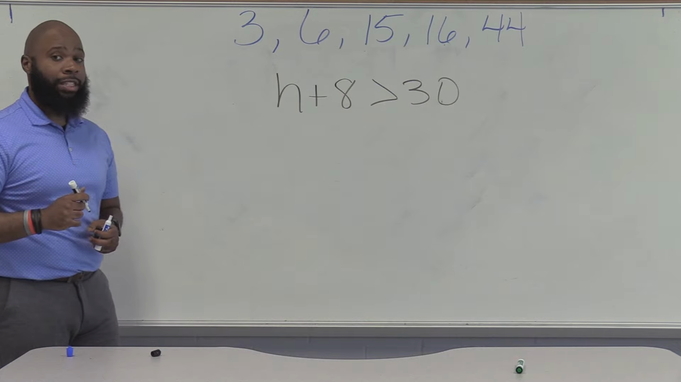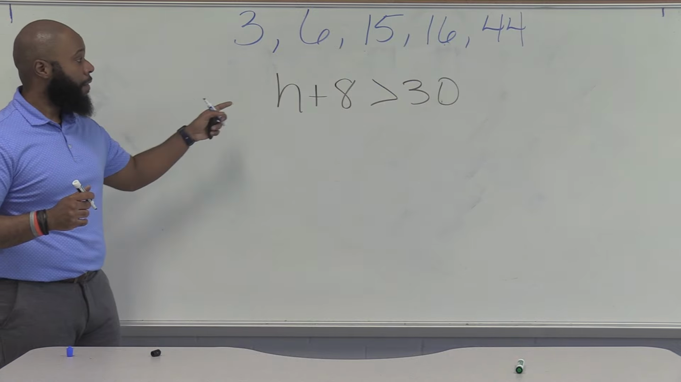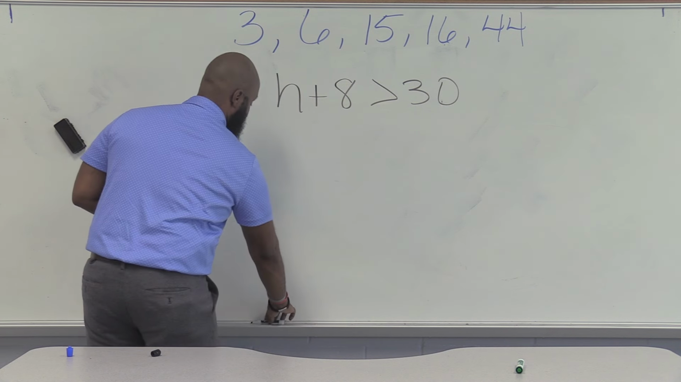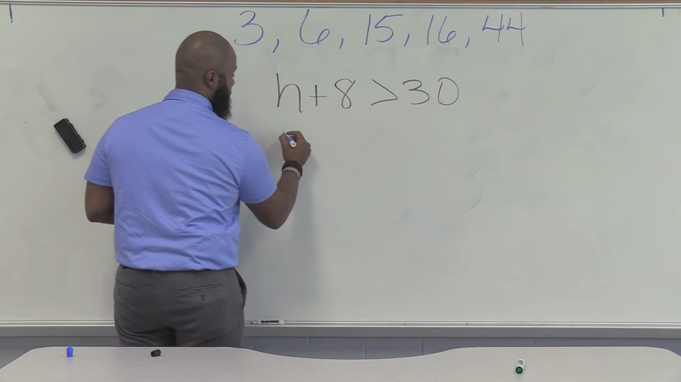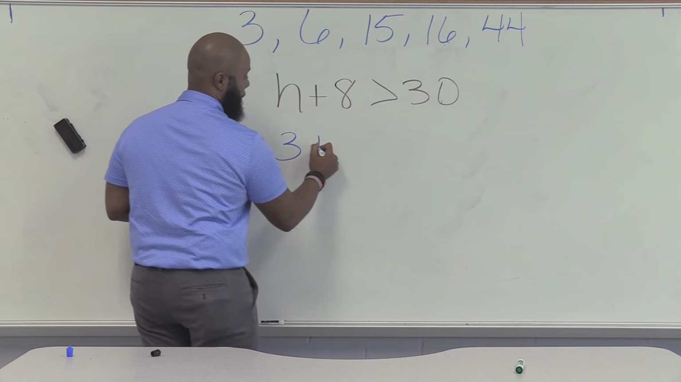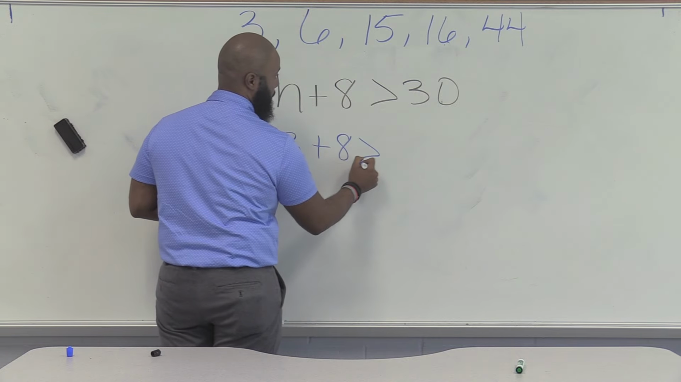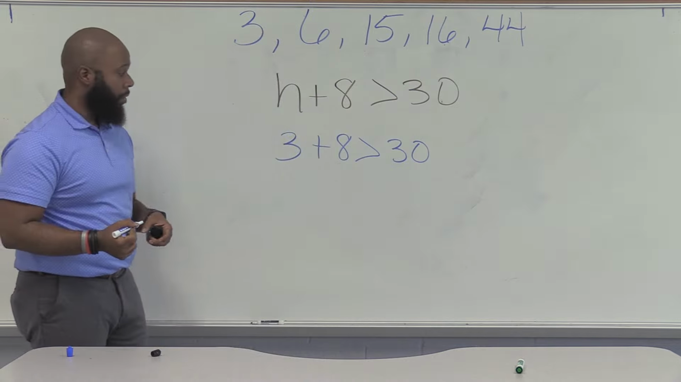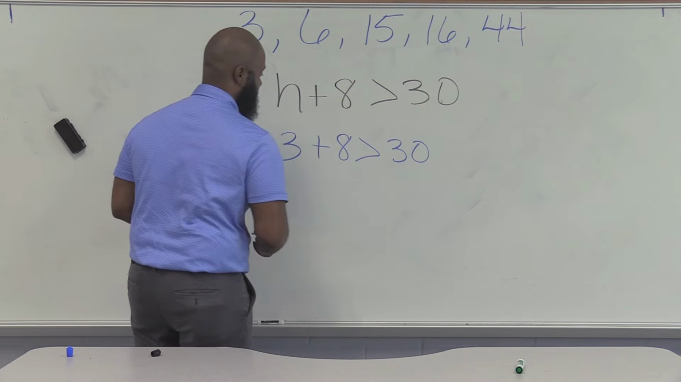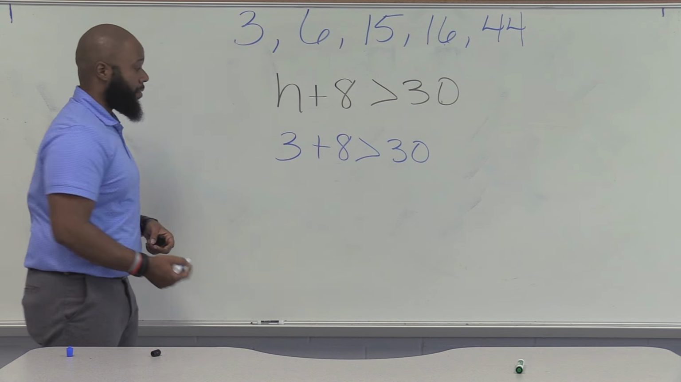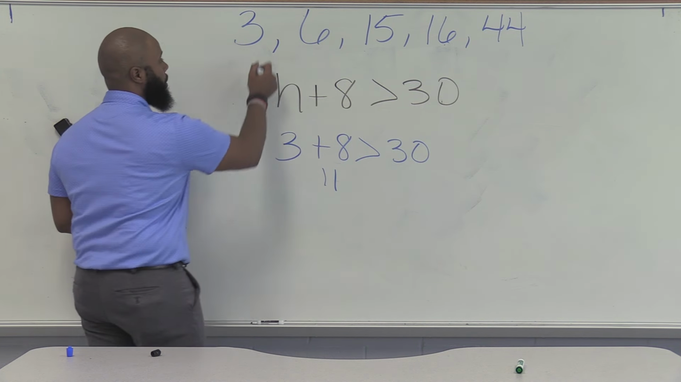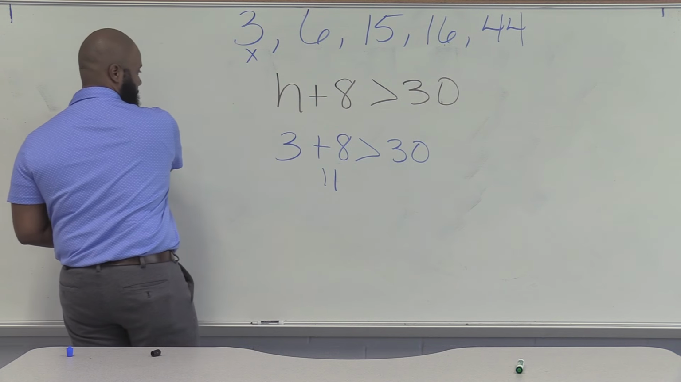So now I can start substituting for h in my series of numbers. I'm going to start off with substituting 3 for h. 3 plus 8 is greater than 30. Well, what's 3 plus 8? That's 11. Is 11 greater than 30? No, so 3 can't be it.